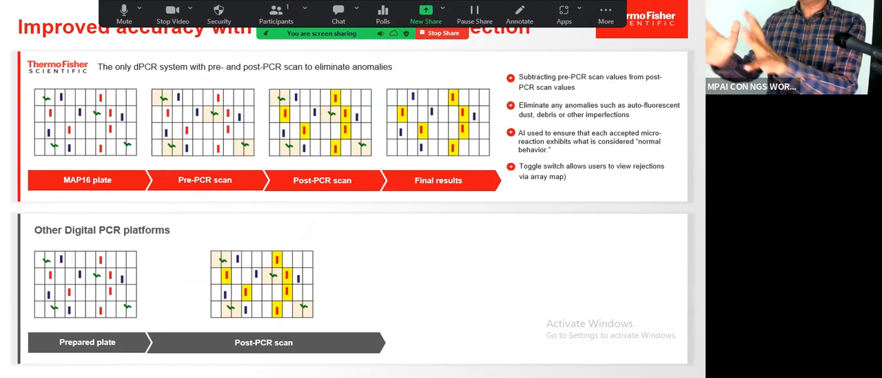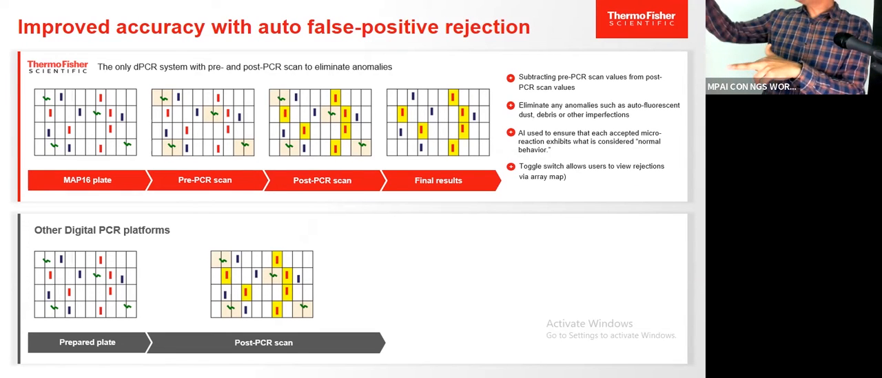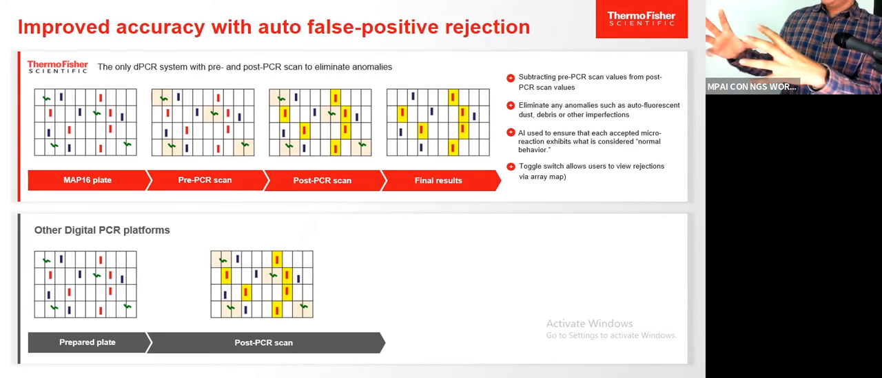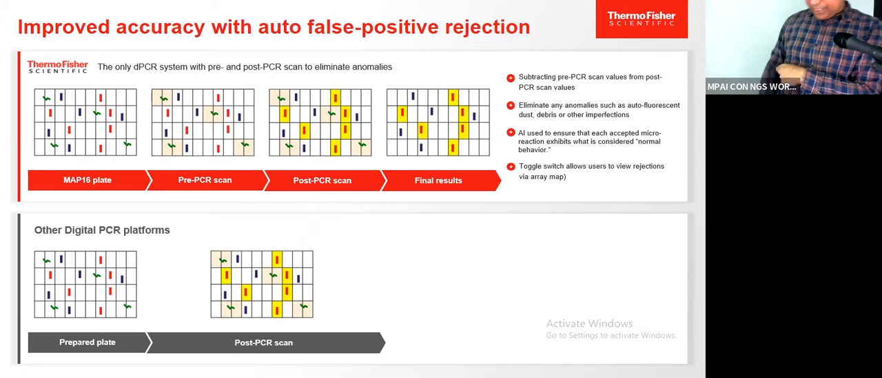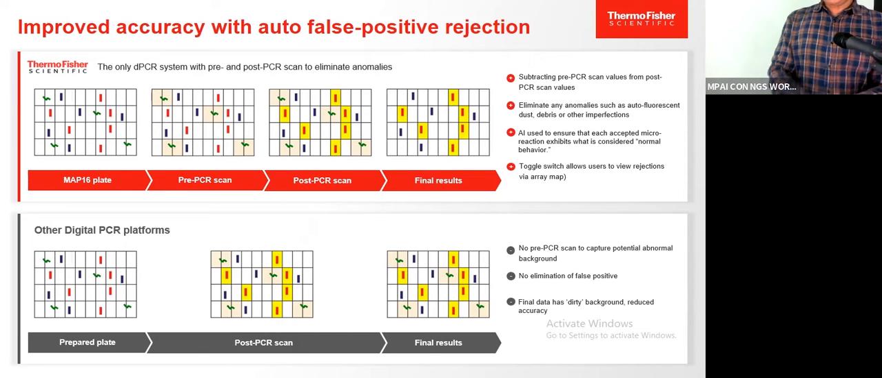In reality, when monitoring is done, and suppose there are only 3 clones, when you see these kinds of results and it comes to whether I should report it or not, there is a question: is it really true or not? So at least by rejection of false positives, you get more confidence in your data. This is a unique feature which is present only in this particular platform.